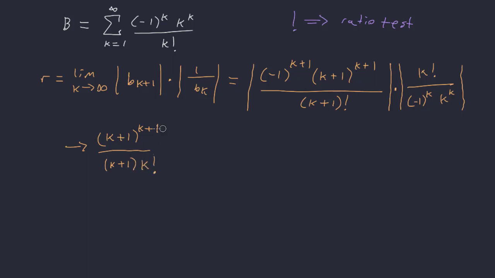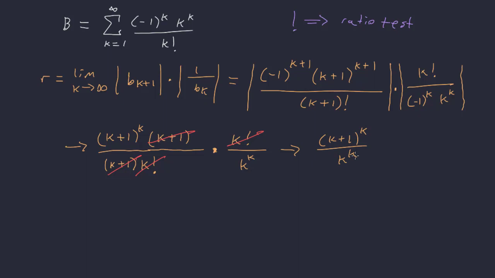Okay, and actually, now that I'm thinking about it, let me split this up as k plus 1 to the k times k plus 1. Then I'll just leave this guy pretty much alone. It'll be k factorial all over k to the k. All right, now the k plus 1s here cancel. The k factorials cancel. So what I'm left with is k plus 1 to the k all over k to the k.